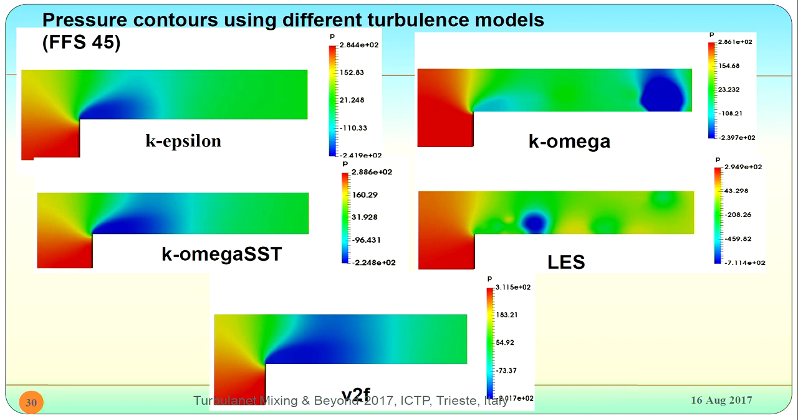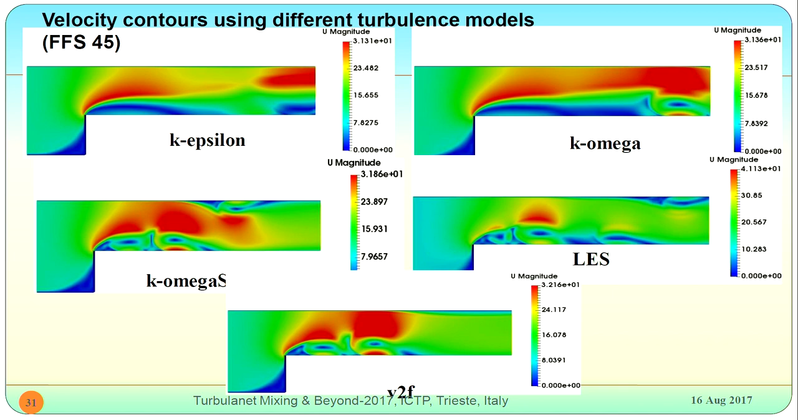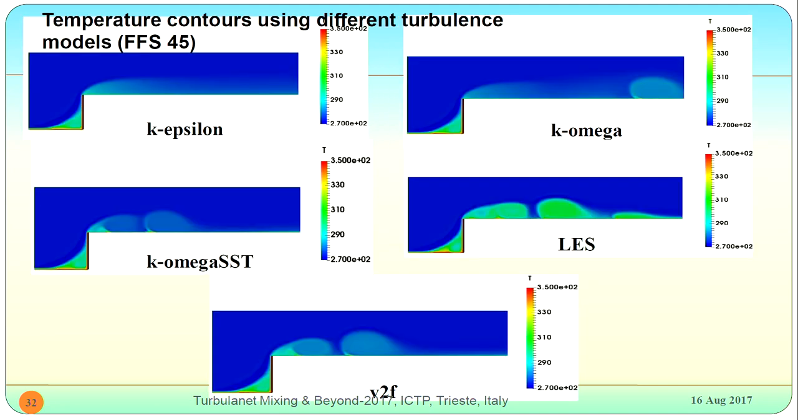Then these are the results for the velocity contours. Similarly here, we see that when you come to V2F and LES, it's the same, but k-omega is always behaving in a totally different manner. And these are the temperature contours for this one. Here also, if you see, LES, even though the temperature scales are the same, is giving a different behavior. The work is still going on to capture the reasons and what is really happening, which one is to be believed and which one is not correct.